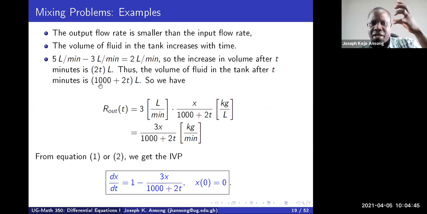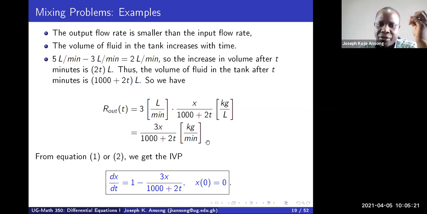So if I take the initial volume, which is 1,000, and add it to the amount that is increasing per time, I get 1,000 plus 2t liters. So at each time, the volume within the tank will be 1,000 plus 2t liters. Okay? So now to get R out, I'm just going to get the Q out, which is 3 liters, multiplied by the C out, which is the amount divided by the volume. Okay? Once again, the L's will cancel out. So I'm going to have 3x all over 1,000 plus 2t kilograms per minute.